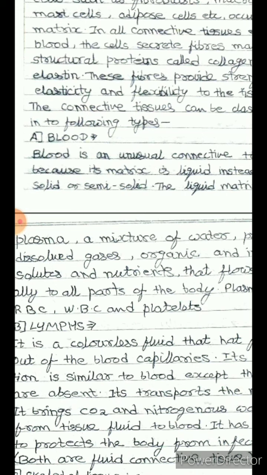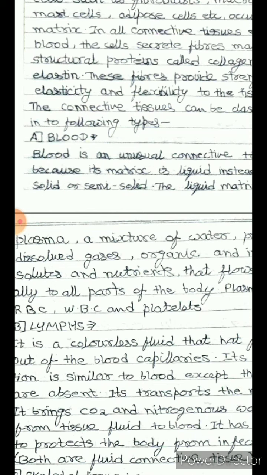Bone. The matrix of bone is very hard and non-flexible because of the presence of salts like calcium phosphate, calcium carbonate, etc. and protein like ossein and collagen fibers. It provides a structural framework to the body. It supports and protects softer tissue and organs.